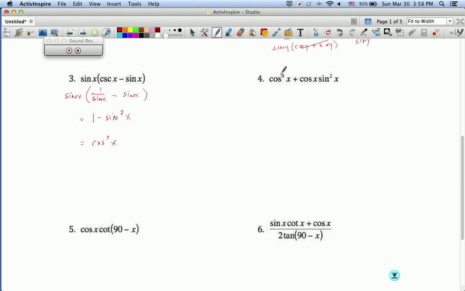Over here, I'm looking at this guy. It looks like I can factor a cosine out of each term. I'm left with cosine squared plus sine squared. Oh boy, this is a gimme. So that's cosine times 1, which is just cosine. Here, cotangent of 90 minus x is the same as tangent. So I'm going to write tangent as sine over cosine. Cosines cross out. I'm left with sine of x. Tangent of 90 minus x is the same as cotangent.